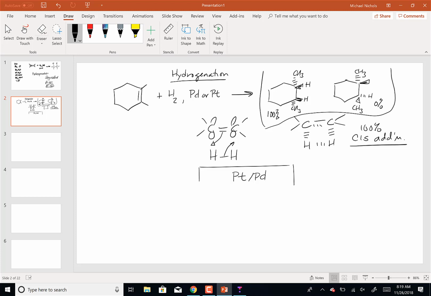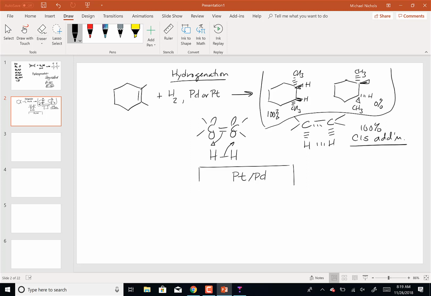Whenever we're talking about adding something 100% cis and 100% trans, we're now in the stereochemistry realm. There are 2 different stereoisomers. Are they 2 different stereoisomers? What kind could they be? Enantiomers, diastereomers. So these 2 are what? Hannah? Do we agree that they're diastereomers? Yes? No?